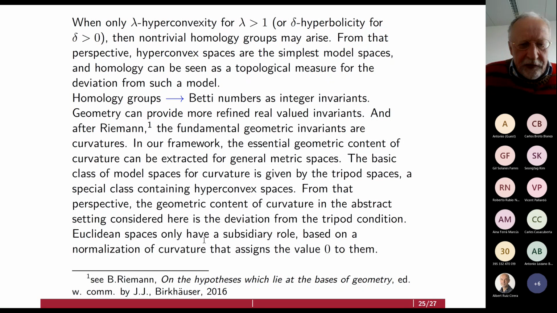And now, of course, the Euclidean spaces only have a subsidiary role, based on the normalization of curvature that assigns the value 0 to them traditionally. But that is kind of arbitrary. So traditionally in geometry, you have the Euclidean space in the middle, and then you divide the class of spaces into those that have non-positive curvature and those that have non-negative curvature. But from the perspective here, we have a one-sided perspective. That is, we look at the extreme spaces, the tripod spaces or the hyperconvex spaces, and then we just check the deviation in one direction, that is with that parameter lambda, from those spaces.